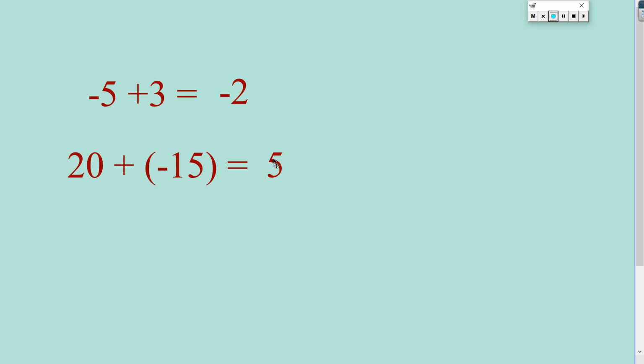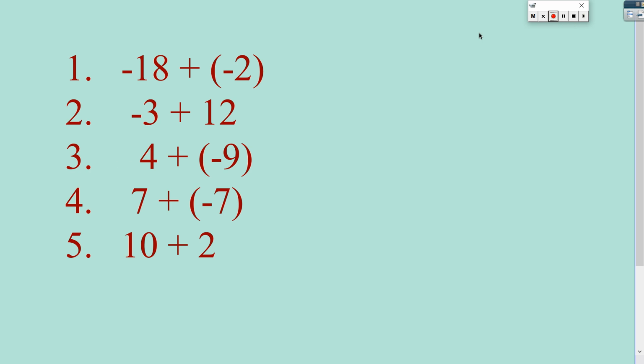Will you do some problems? Negative 18 plus negative 2, negative 3 plus 12, 4 plus negative 9, 7 plus negative 7, 10 plus 2. 5 questions are there. Do it fast.